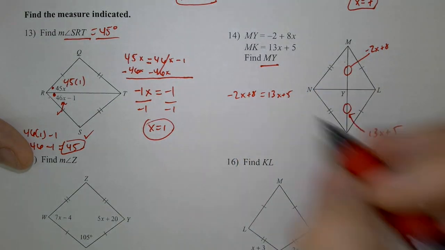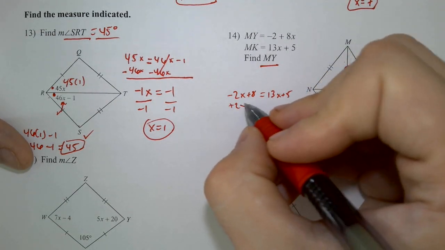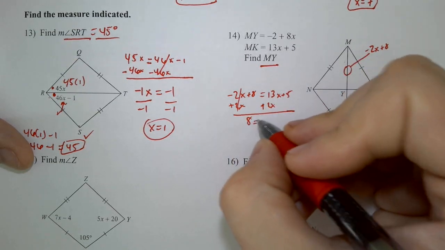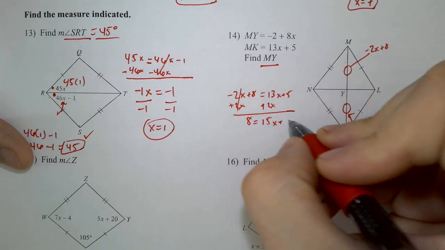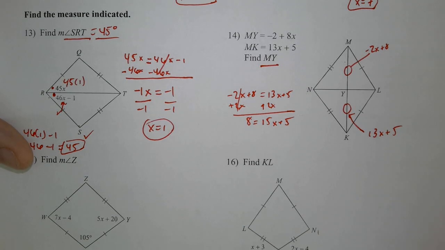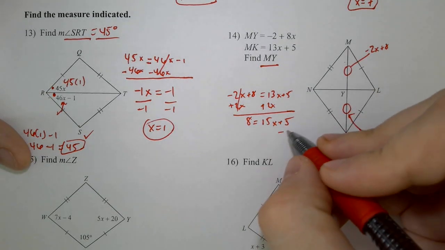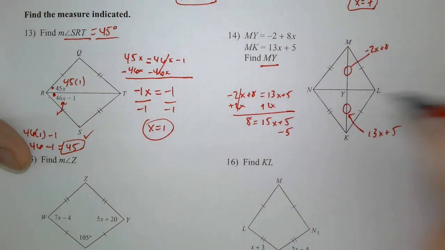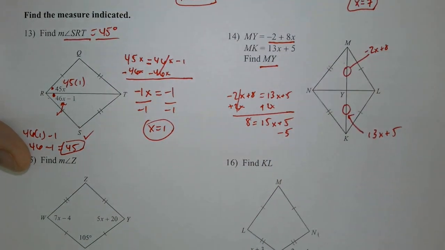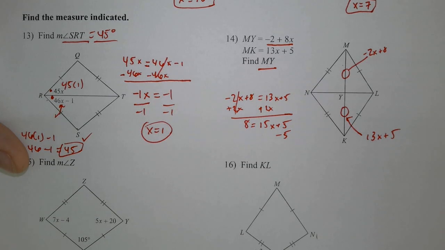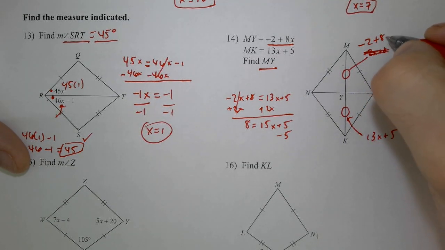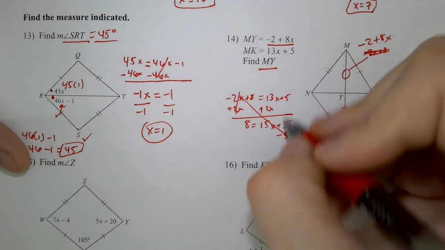Let's solve that equation. I'm going to add the 2x over because I prefer to add than subtract for whatever reason. We get 8 is equal to 15x plus 5. I could have subtracted the 13x, but I prefer to have a positive x. Subtract 5. And, uh-oh, I made a mistake. It's not negative 2x plus 8, it's negative 2 plus 8x. That means we have to redo the problem slightly.